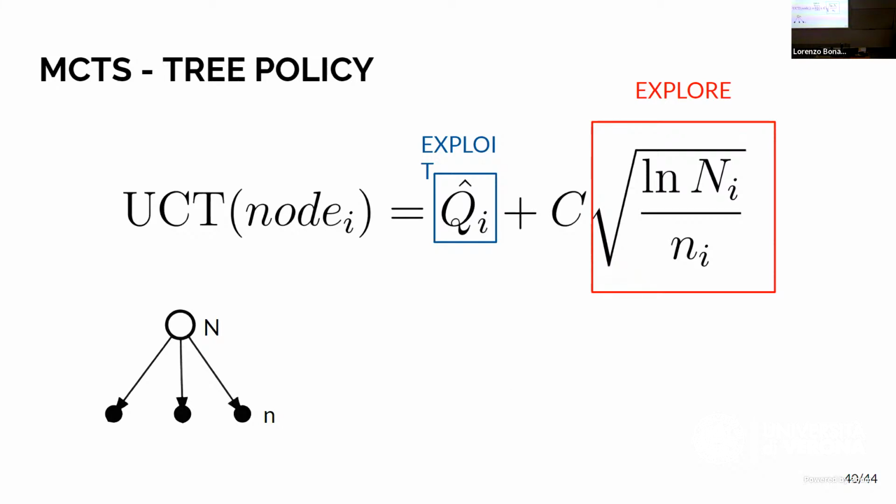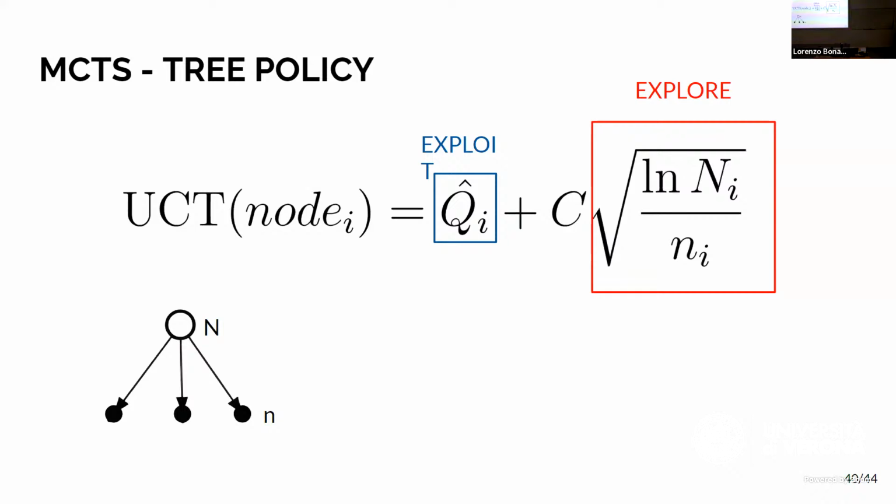The tree policy is called UCT, which stands for upper confidence bound applied to trees. And it is an equation which you compute for each action node. Given a state, you have child nodes, which are actions, and each node has its count of the number of times it has been visited. For each action node, you compute the UCT value, and you choose the node which has the highest UCT value.